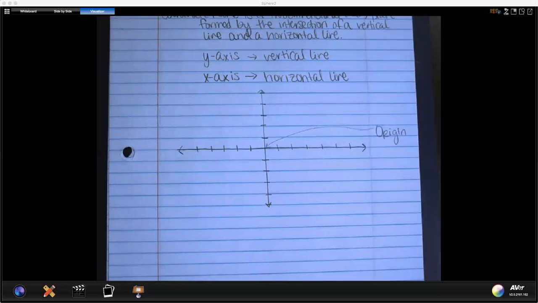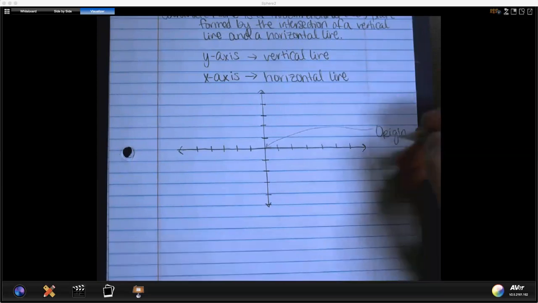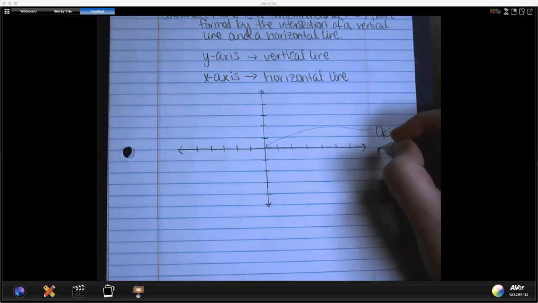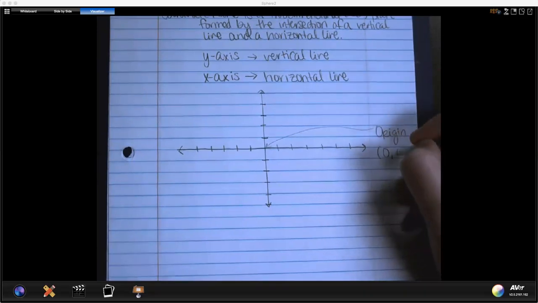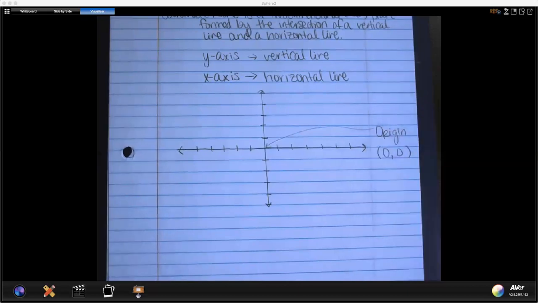Origin is a word you may have heard outside of math, like the origin story, the original story. That's where it comes from. Okay, what coordinate point represents the origin? If that's the starting point, where do we start at? 0. So my coordinate point would be parenthesis 0, 0, parenthesis.